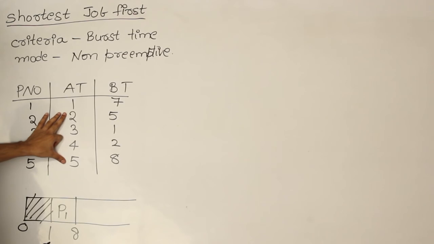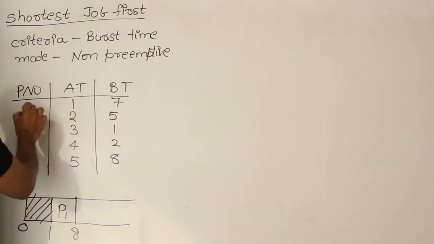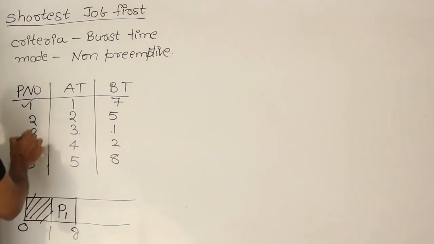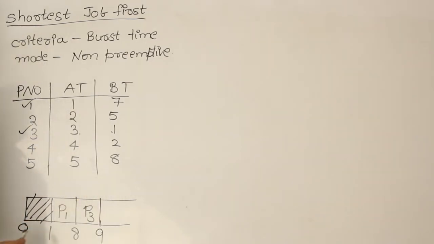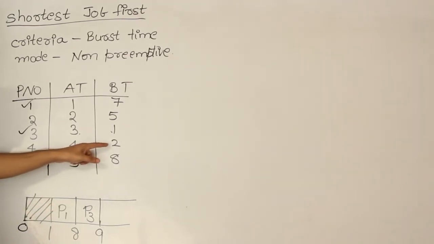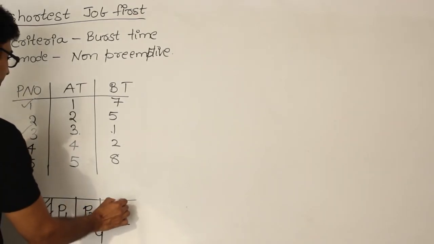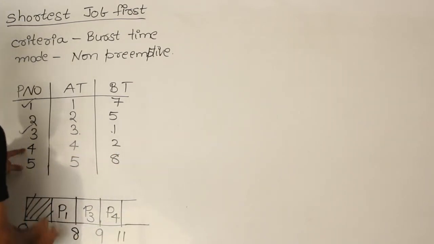Therefore you have to pick one from the available ones. From all these, which one is the least? Since P1 is over, the least one is P3, which has a burst time of 1. Therefore I am going to take P3 next. It is going to run till 9. Now P3 is over. Then what is the next one with the least burst time? Which is 2. Therefore P4, which has a burst time of 2, so the completion time is 11.